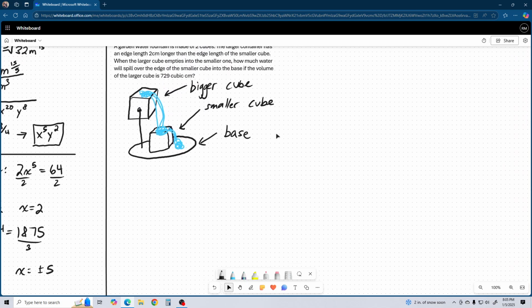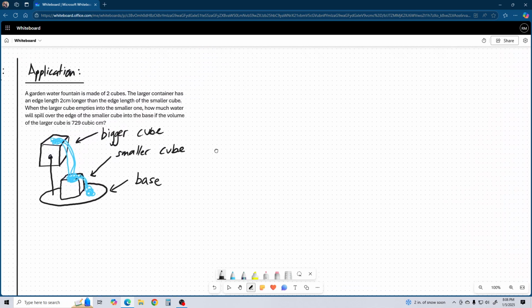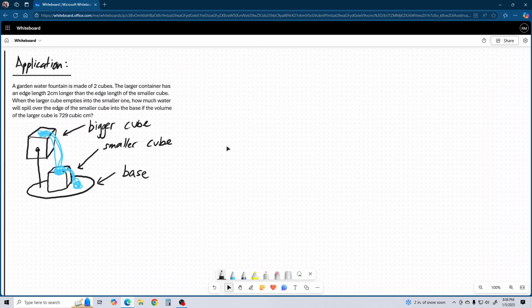All right, now the kicker. This is the fun stuff here. We have an application problem. So let's do it. A garden water fountain is made of 2 cubes. The larger container has an edge length that is 2 centimeters longer than the edge length of the smaller cube. When the larger cube empties into the smaller one, how much water will spill over the edge of the smaller cube into the base if the volume of the larger cube is 729 cubic centimeters?